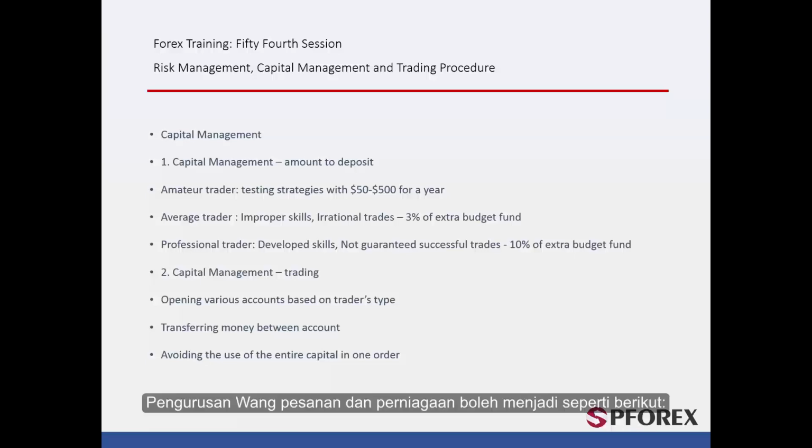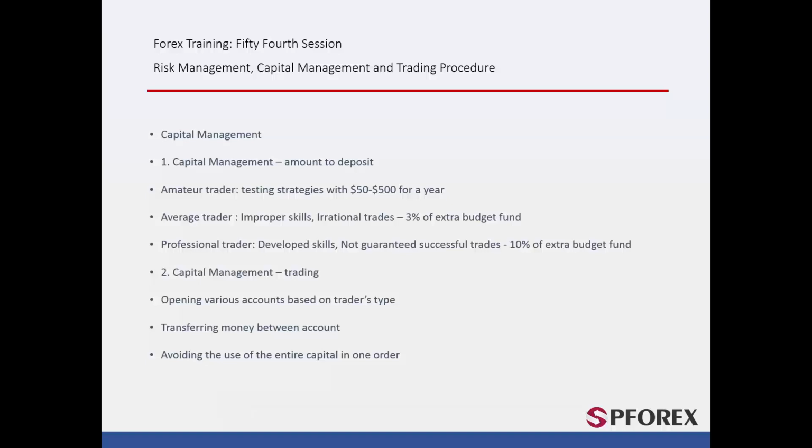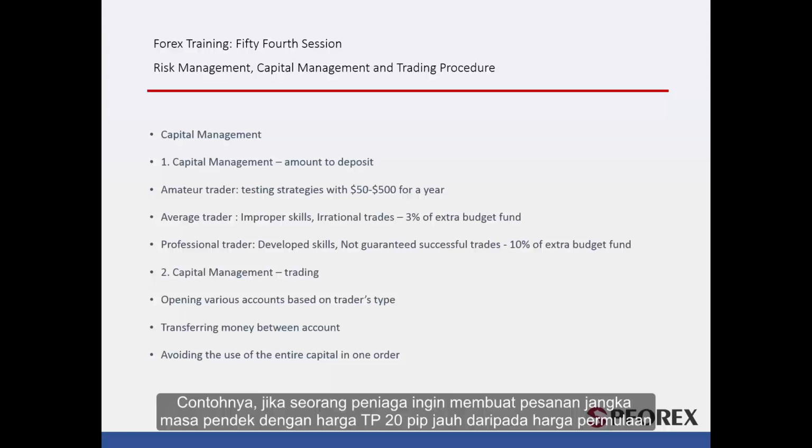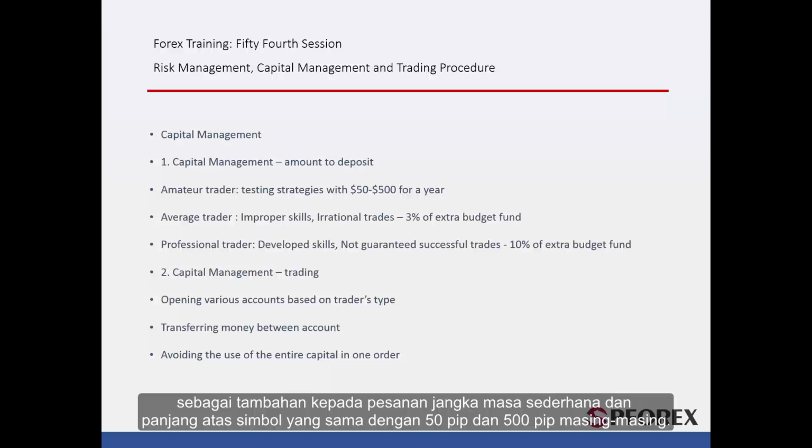Money management of orders and trades can be as follows. A. Based on a trading method and behavior, long, medium or short term, a trader can open a real trading account. For instance, if a trader desires to place a short-term order with TP price 20 pips away from the entry price, in addition to medium and long-term orders on the same symbol, with 50 pips and 500 pips respectively.